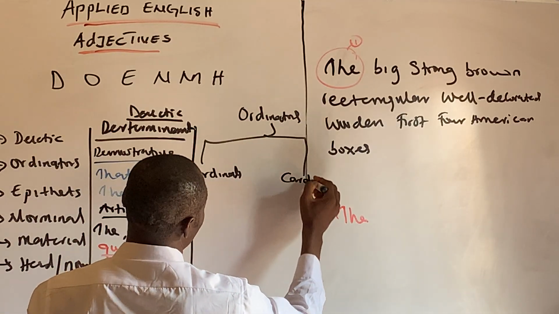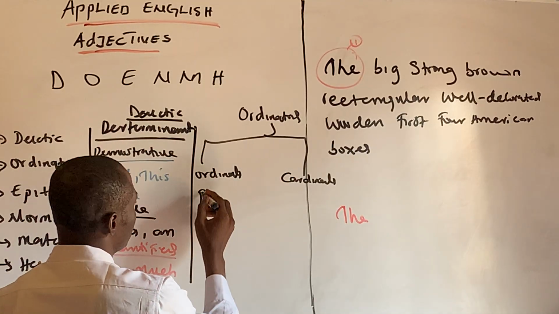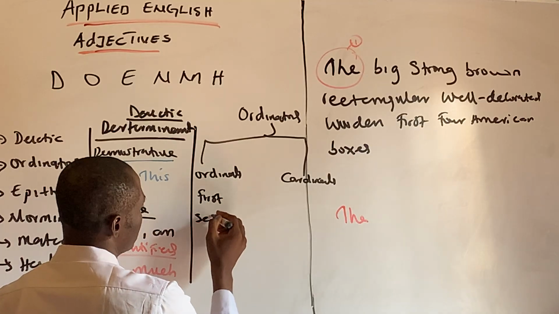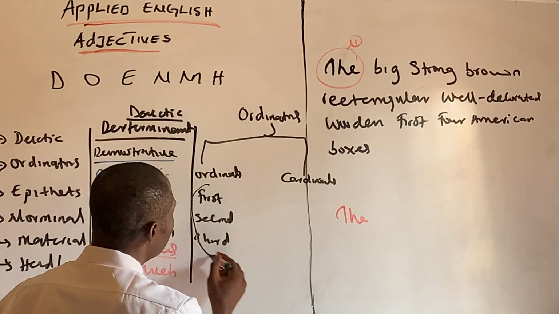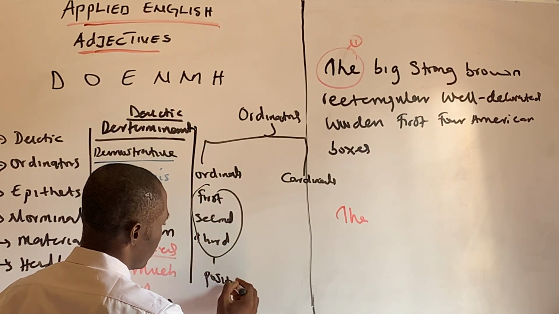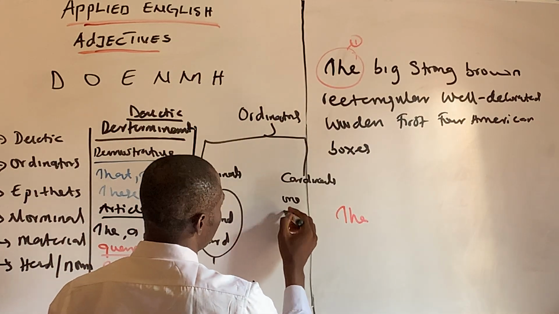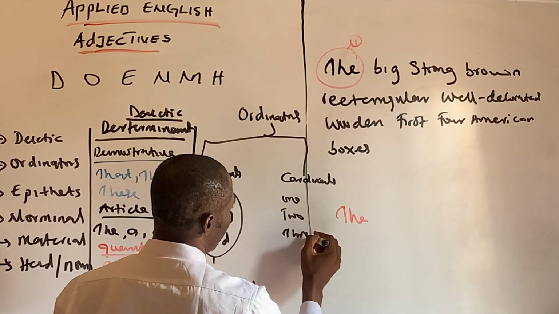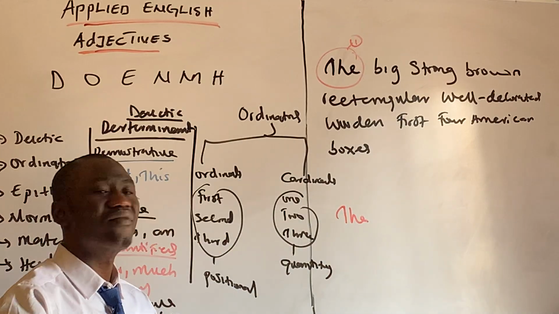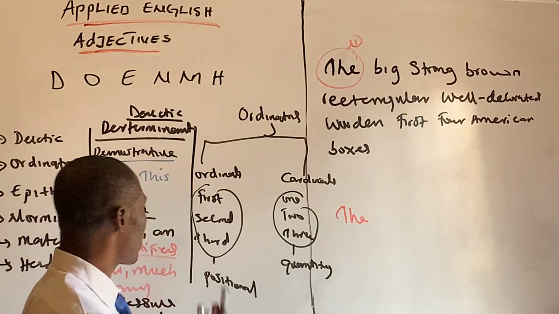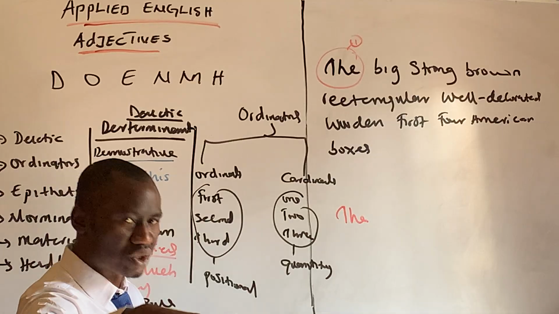And we have the cardinals. The ordinals are in terms of position. We have first, second, third. All these are positional. Now the cardinals are in terms of quantity. We have 1, 2, 3. All these are in terms of quantity. Now you can have 4, 6, 10, etc. You can have third, fourth, fifth, seventh, eighth, ninth, 10th, etc. Whatever number you want to list.